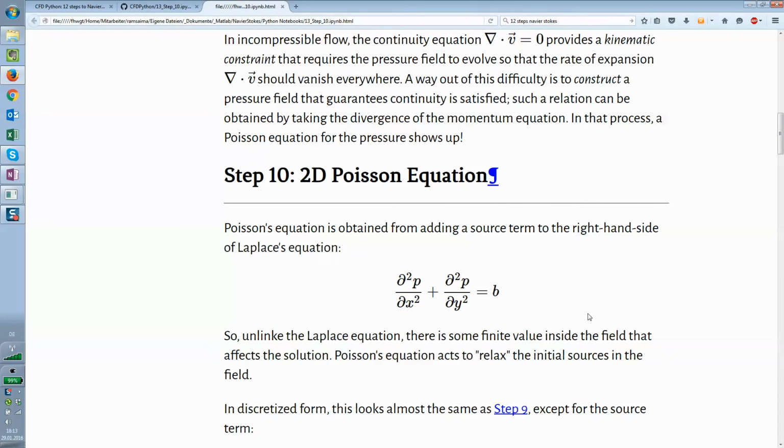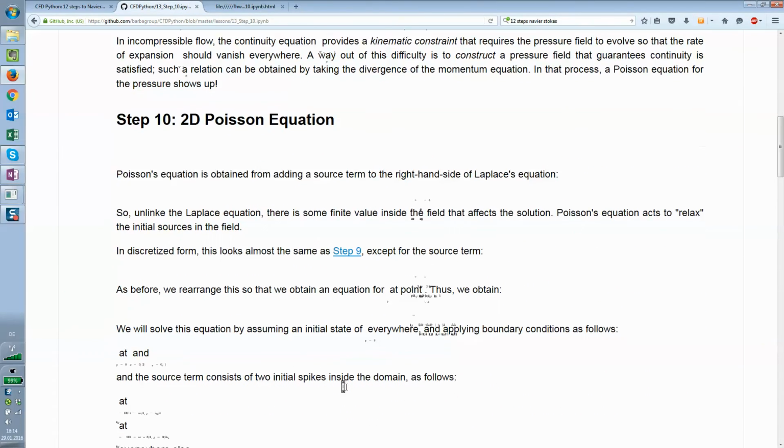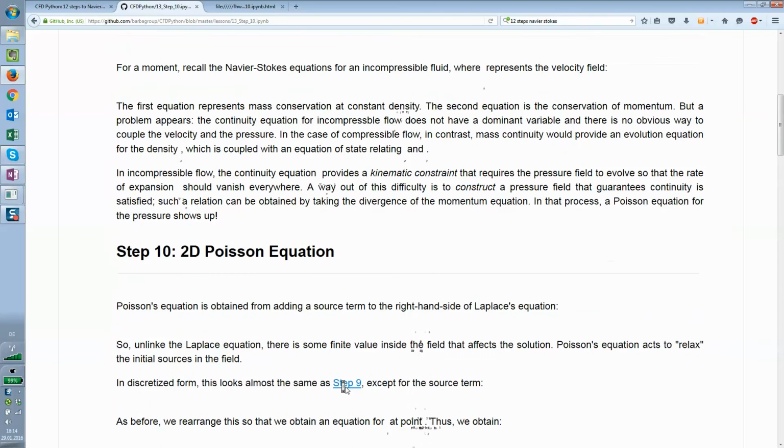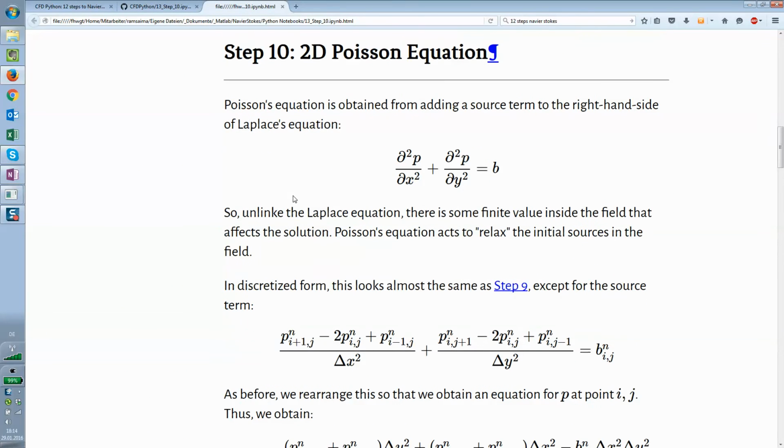Hello and welcome to the 12 steps to Navier-Stokes, originally taught by Lorena Baba. In this case we are looking at step 10, and I did manage to find some old HTML files so I could display the content from Lorena Baba correctly. As I told you in the last step, I had some issues with the equations not being displayed the way they should be, so we will refer to this older version of the IPython notebook.